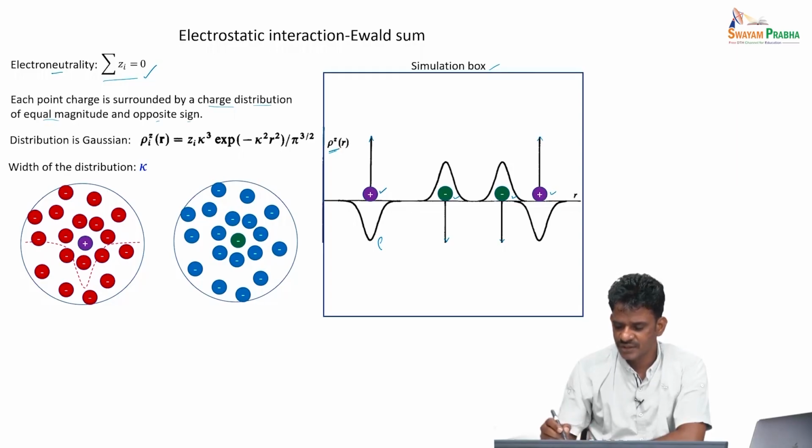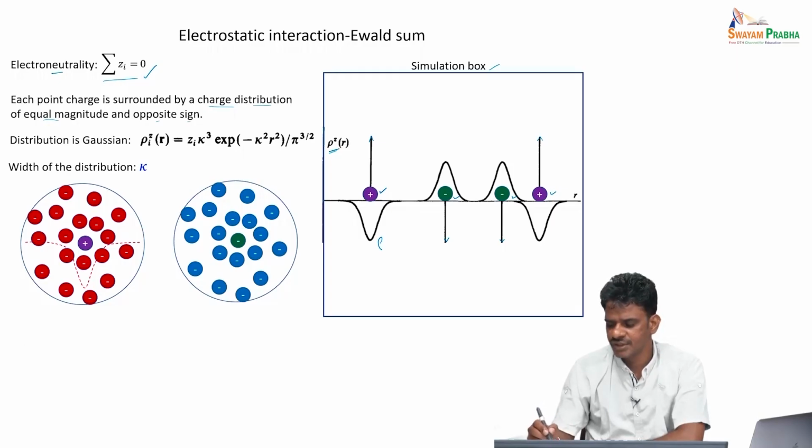So for each charge, we are basically superimposing an imposed charge distribution of equal magnitude but opposite in sign, and Gaussian-like in distribution. So you can see for this particular positive charge, we have a negative charge distribution of Gaussian. For these 2 negative charges, we are including a Gaussian distribution of charges of positive sign, and same thing for the last charges also.